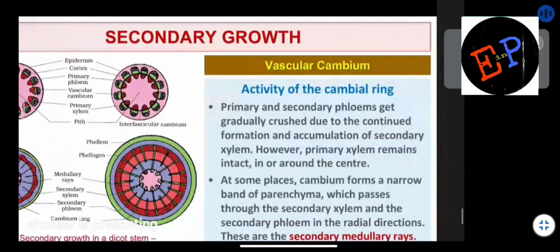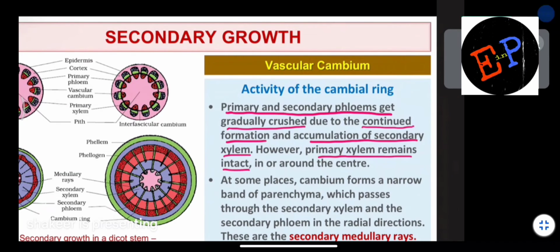Clear? So next. So primary and secondary phloems get gradually crushed due to the continued formation and accumulation of secondary xylem. However, primary xylem remains intact in or around the center. So this is another important point which you should remember. Clear, ma? See, ma, what is happening?